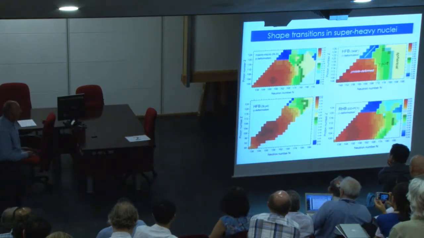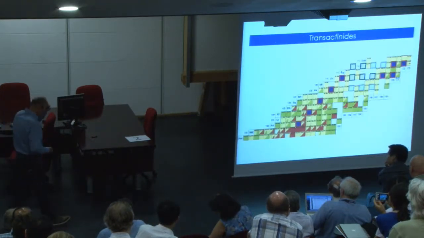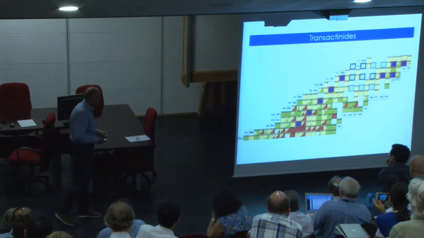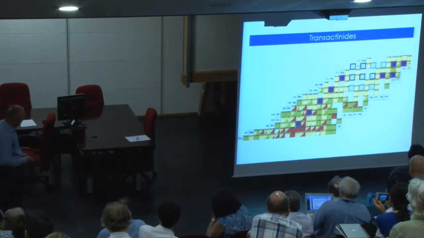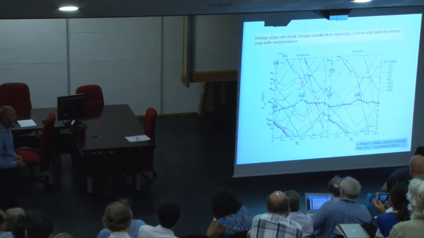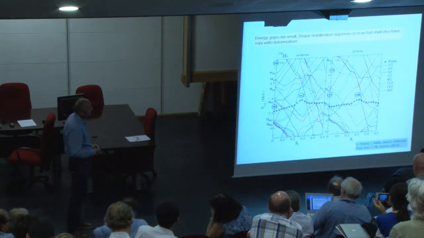I will just show an example in the region of transactinides where there are spectroscopic data available. In this region, energy gaps are small, and therefore shape stabilization depends on how fast the shell structures vary with deformation.